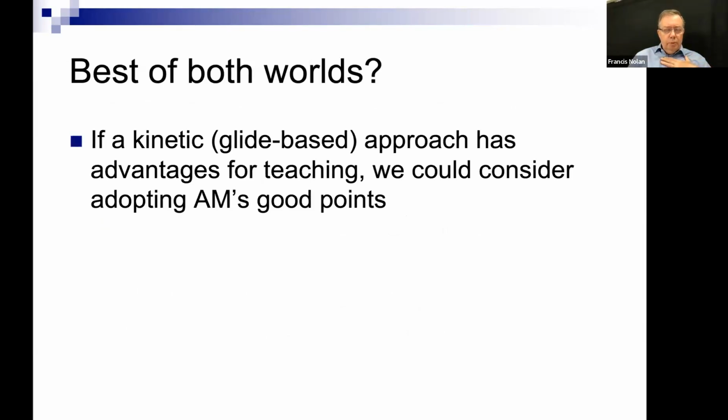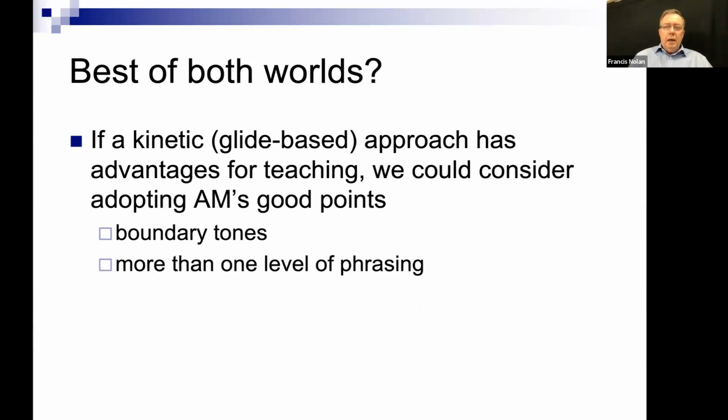It's quite possible to imagine a system that would combine some elements of the British tradition and some of AM. In a sense, Ivy did this. So Ivy took boundary tones. Boundary tones are probably right. There are arguments, good arguments for boundary tones. There are good arguments for more than one level of phrasing.